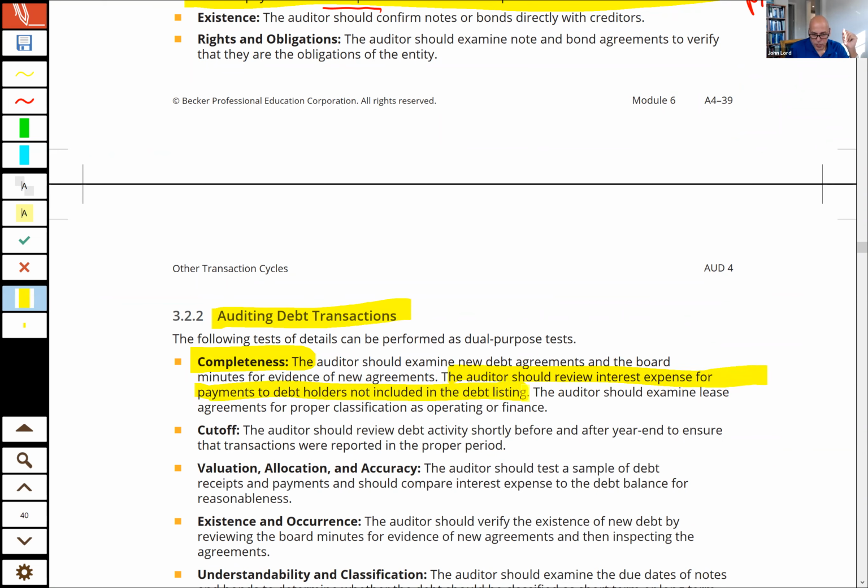How come you're making interest payments, yet we don't see the actual debt that the interest was being generated by? And so you can go ahead and flashcard that step. Okay, good.